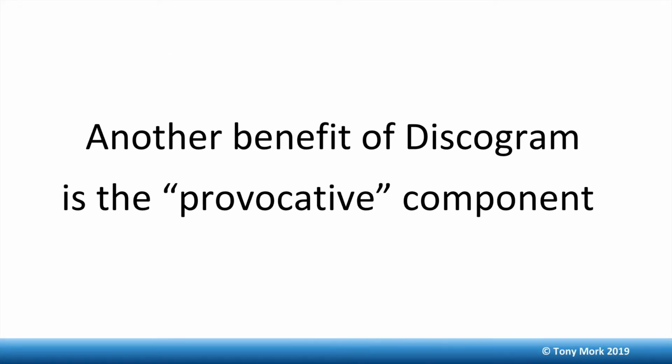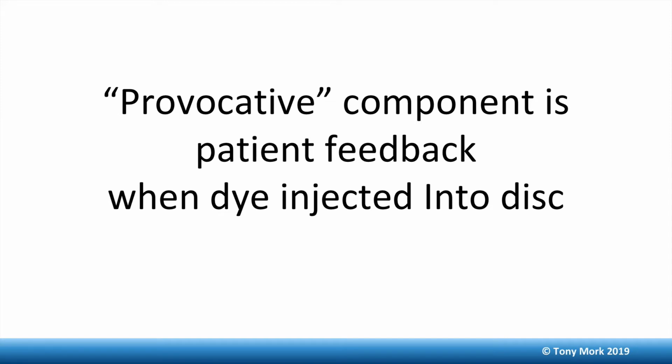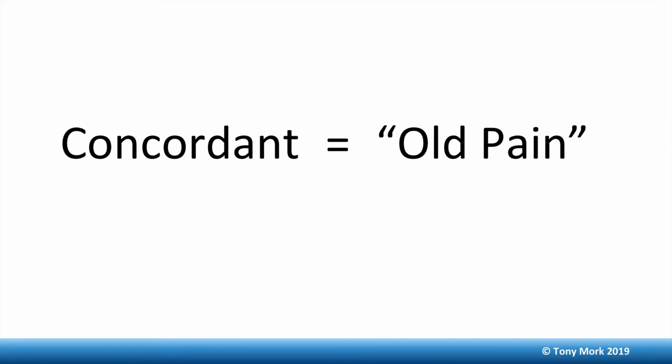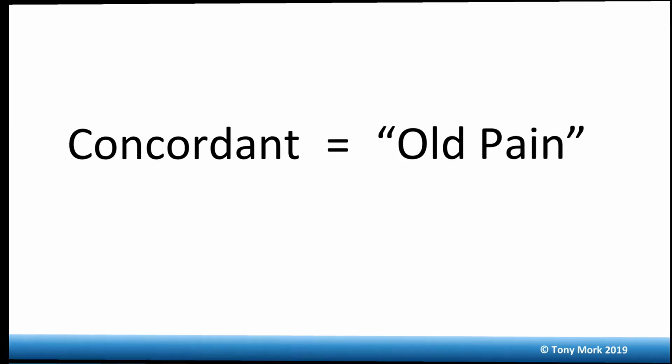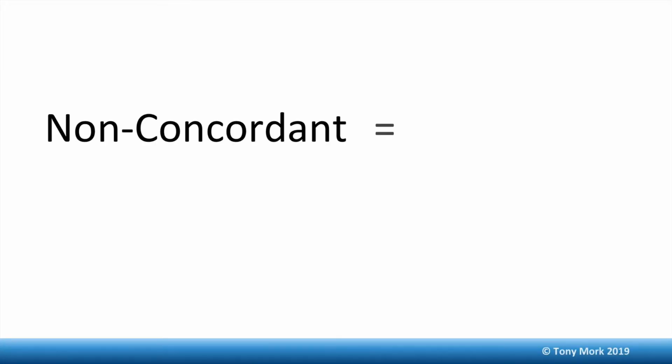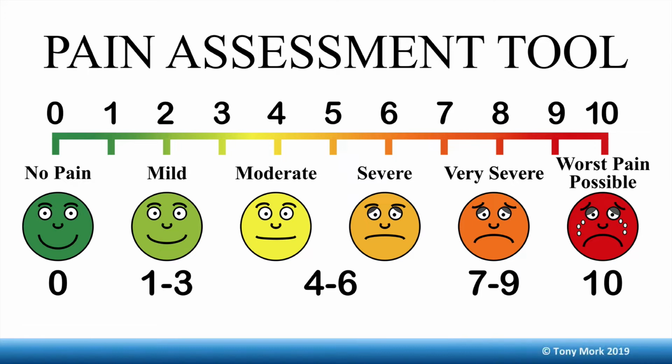Another benefit of the discogram is the provocative component. The provocative component is what the patient gives you as feedback when the dye is put into the disc. The dye is put in with some pressure, and then the patient can give you some feedback. If the pain is the same as their old pain, or what they came in describing as a problem pain, the pain is called concordant. And if the pain is different than their back pain, it's described as non-concordant, or what I call new pain. Also, on the pain assessment tool at the bottom, no pain is a 0, 1 to 3 is mild, whereas very severe pain is 8, 9, and 10.